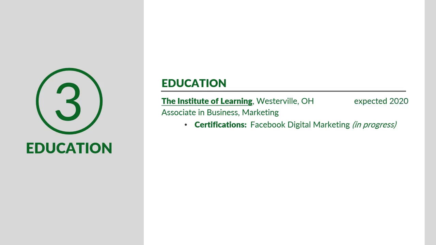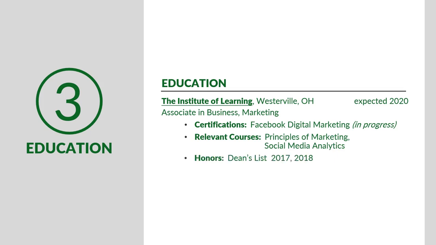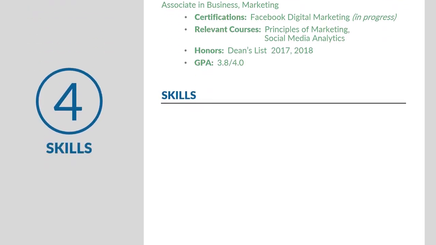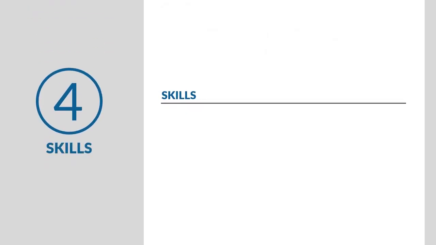graduation date. You can also include any impressive achievements you've made or honors you've received, such as the Dean's List, a GPA above a 3.0, or coursework that's relevant to the job. Your skills section is where you make it plain to the reader what you can do for their company.